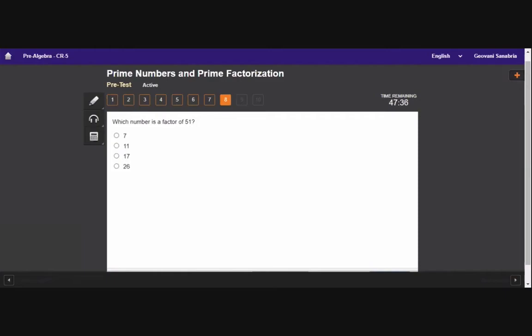Would you know how to do this one? So for it asking what number is a factor, it's not asking you for a prime factor, right? So that just means which number, when you divide 51 by whichever one of those numbers, gives you a whole number. That's what a factor is. Okay.